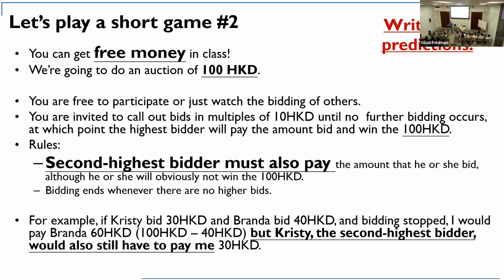Start the bidding. 10 Hong Kong dollars. We have 10 Hong Kong dollars here. Who gives me 20? 20 Hong Kong dollars here. Thank you very much. You still owe me 10 Hong Kong dollars. 30 Hong Kong dollars. You still need to pay me 20. 30 Hong Kong dollars. Terrific. Who gives me 40? 50 Hong Kong dollars. You still need to pay me 30.